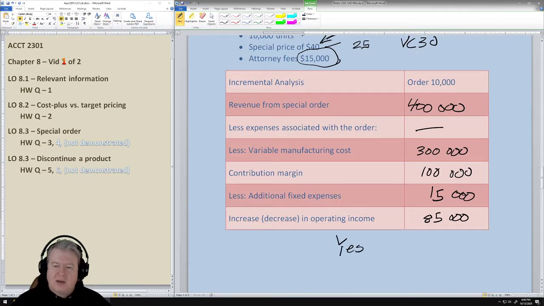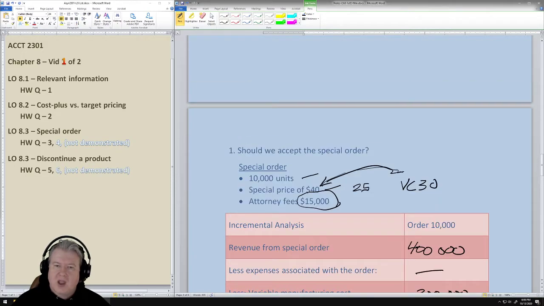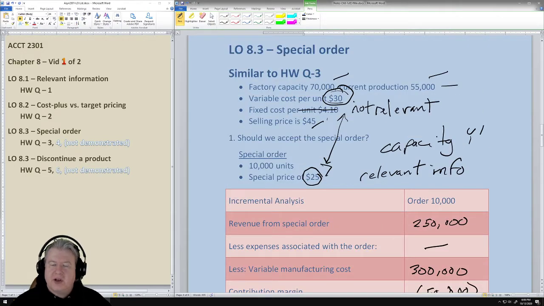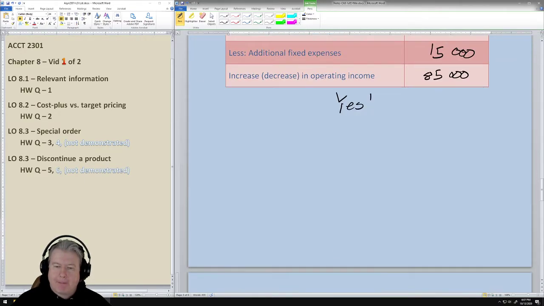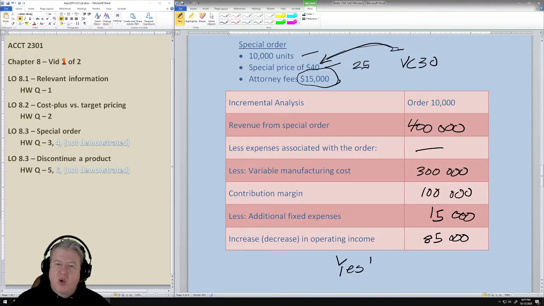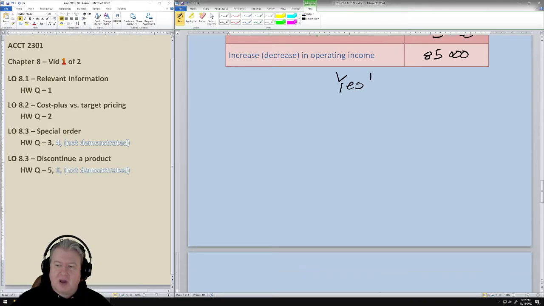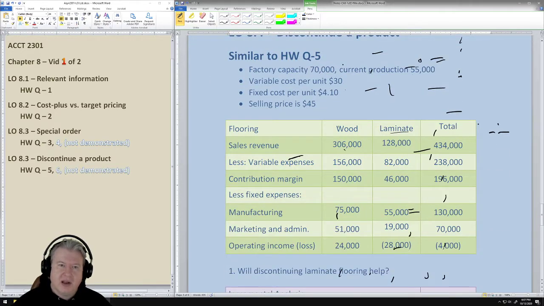Yes, we would. So there is a situation, and I'll point this out, where you do not have enough capacity. When you do not have enough capacity, you have to make the decision based upon whether or not you're going to make more than your current production orders. And that's usually a special case scenario. So just realize this all works if you have capacity. If you don't have capacity, then you're basically substituting out the new special order for your existing order, and you have to make a somewhat different calculation.